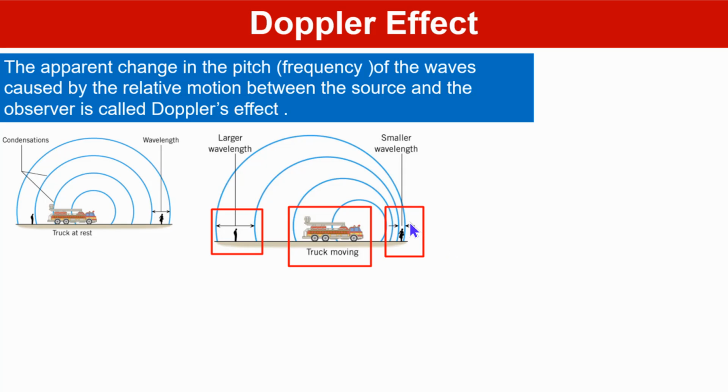The reason is that the person standing in front of the truck will receive more waves in a given time, meaning the number of waves he is receiving per second will increase, so he will perceive higher frequency. The person standing at the back will perceive lower frequency because he will receive fewer waves per second. So this is all about relative motion. If the source of sound is approaching, the frequency or pitch will go higher. If the source is moving away, the pitch will decrease. It's just due to the number of waves the listener is receiving per second.